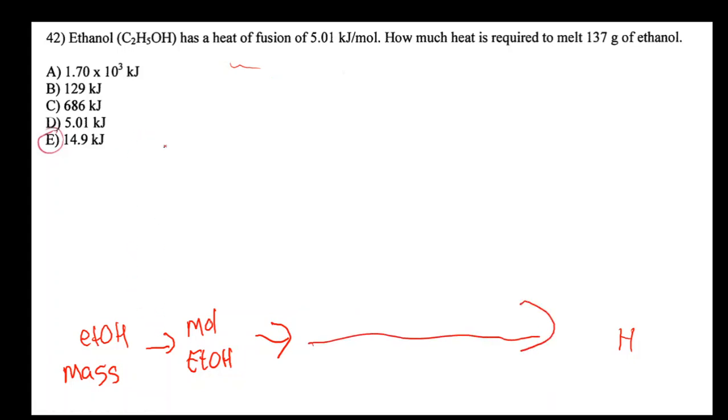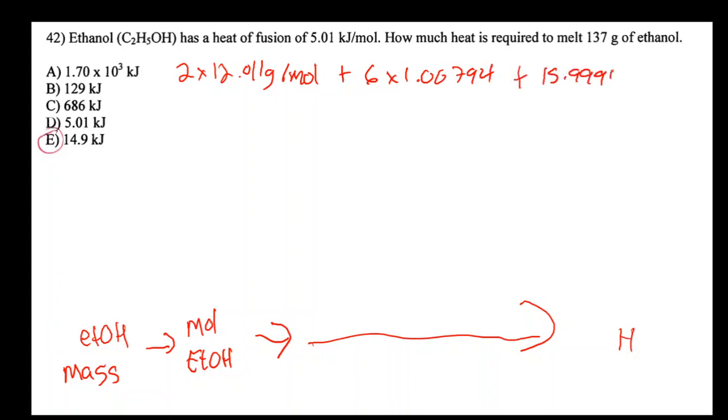So to go from a mass to moles of ethanol, we're going to need to calculate that. So we have 2 times 12.011 grams per mole for the carbon, plus 6 times 1.00794 for the hydrogen, plus 15.9994 for the oxygen.